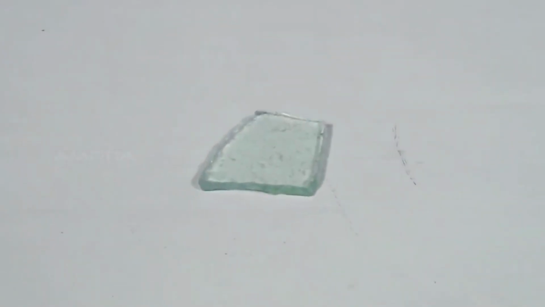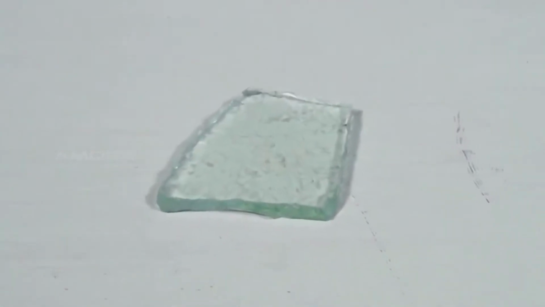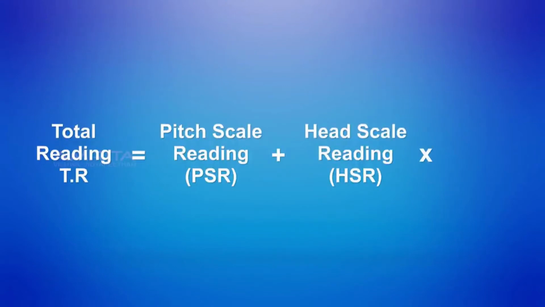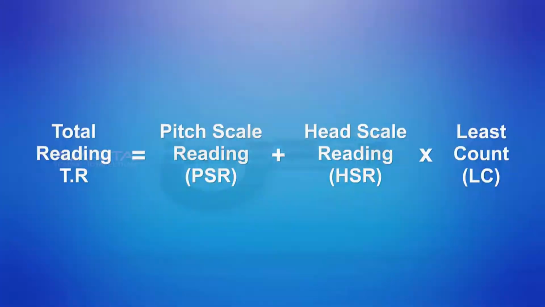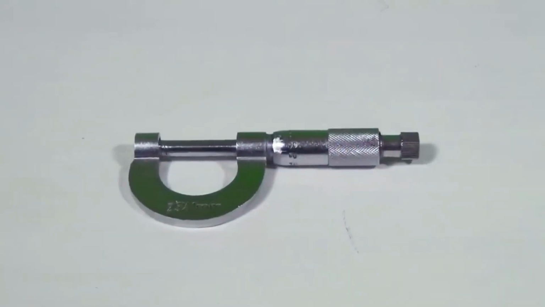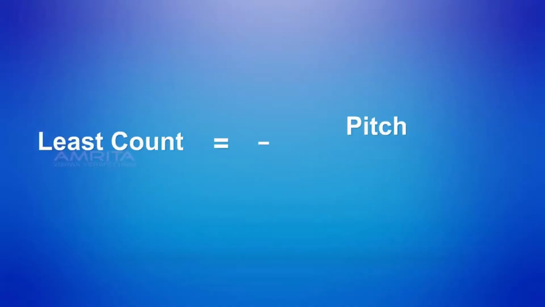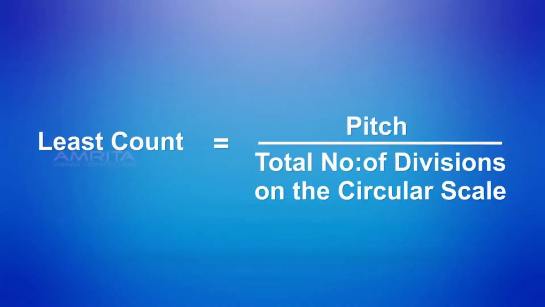Principle. The dimension of an object can be measured using the relation total reading TR is equal to pitch scale reading PSR plus head scale reading HSR into least count LC. The least count of the instrument can be found out using the relation least count is equal to pitch divided by total number of divisions on the circular scale.